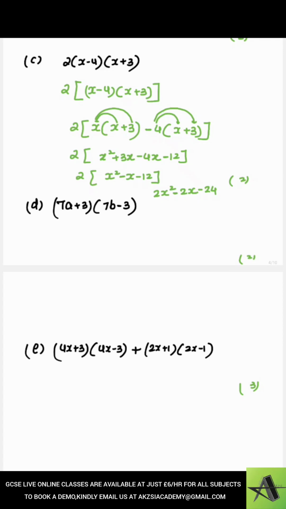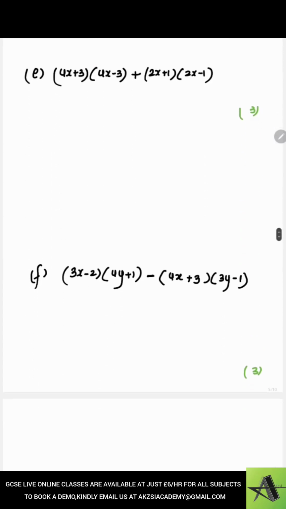7a plus 3 times 7b minus 3. So here, first term of the first bracket multiply with the second bracket, and second term of the first bracket multiply with the second bracket. Now expand and simplify. So 7a times 7b is 49ab, minus 7a times 3 is 21a, plus 7 times 3 is 21b, and 3 times minus 3 is minus 9. So this is your final answer.